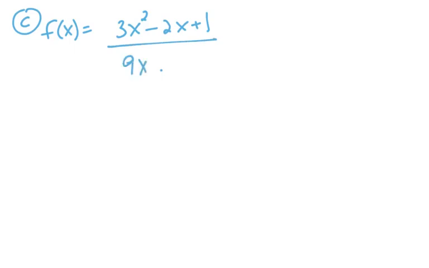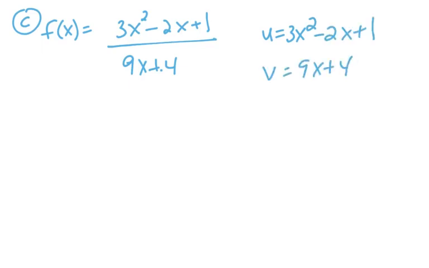Okay, letter C. Letter C is as clear a quotient rule as possible, because you have a quotient. So u is 3x squared minus 2x plus 1. V is 9x plus 4. U prime is 6x minus 2. V prime is 9.